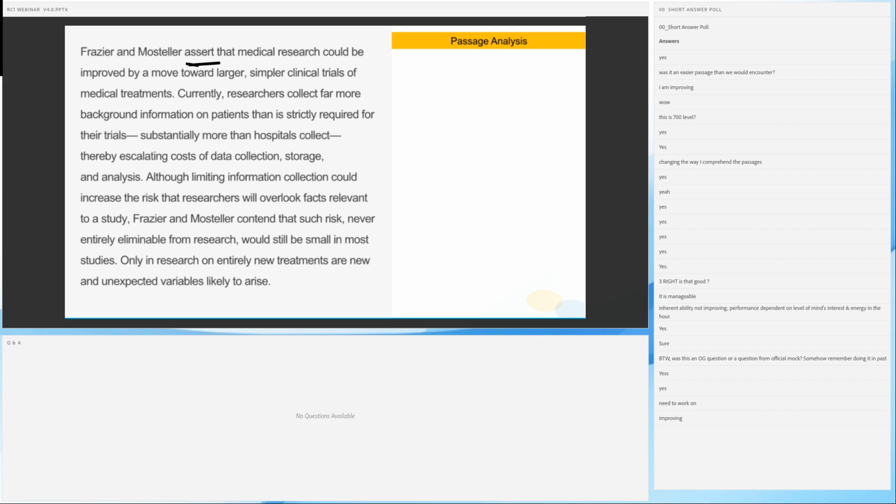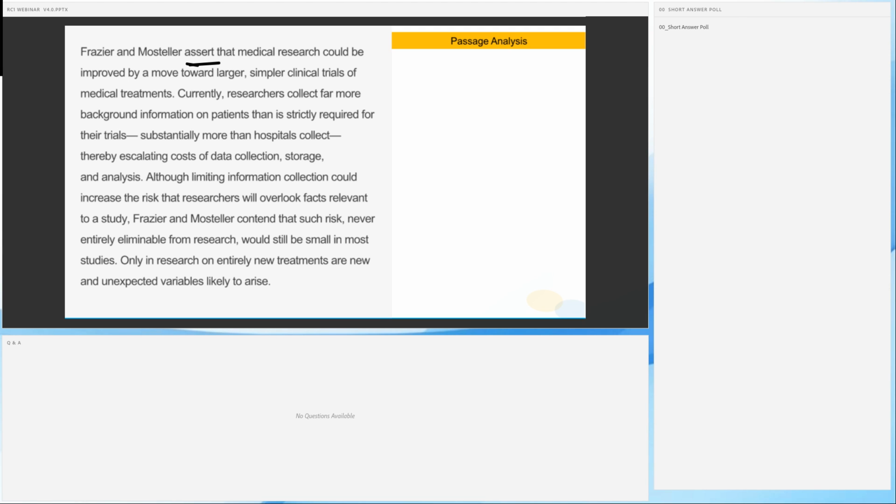Can you see the F&M assert piece here? So deemed to be, considered to be. Can you see the parallel? This is not what the author is saying, but F&M are saying this. Yeah, it's an F&M. The opinion belongs to F&M, not to the author. Okay. F&M assert what? That medical research could be improved by moving toward larger, simpler clinical trials of medical treatments.